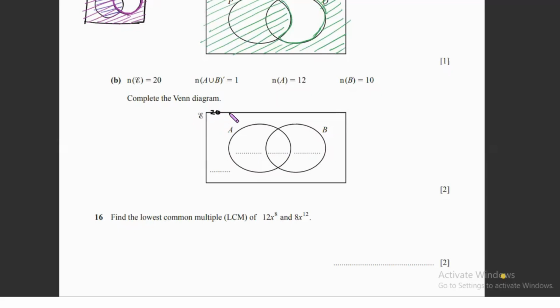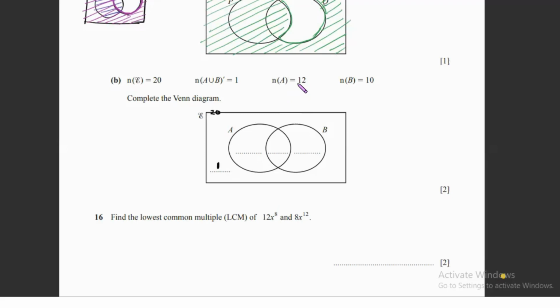Then the next one that is given is the number of elements that belong to (A union B) complement is equal to 1. A union B means everything that belongs to A and B. A union B complement means except that, but everything else. That means the rest, which means the region that is outside the circles is 1. So I'm going to put that 1 here.